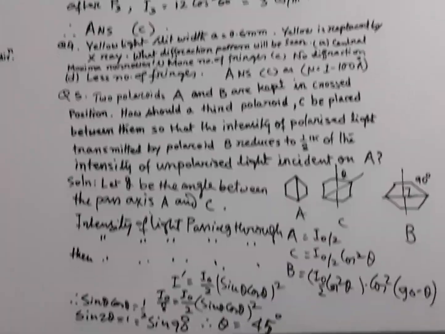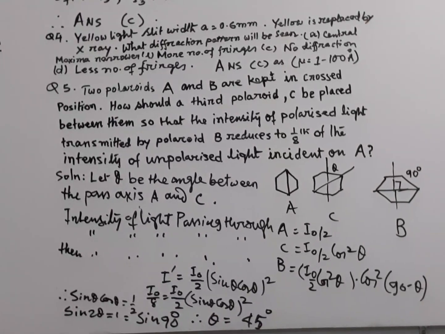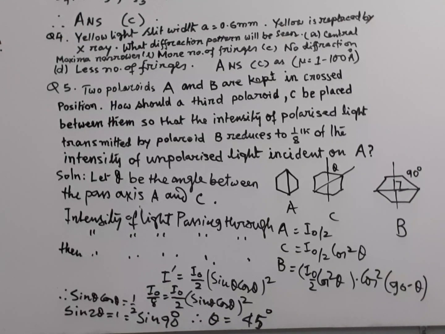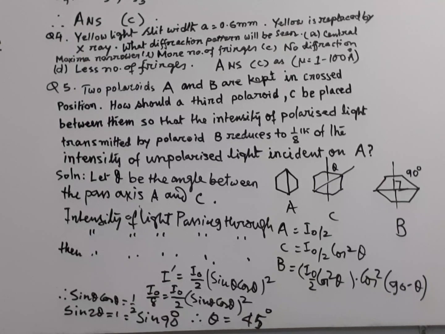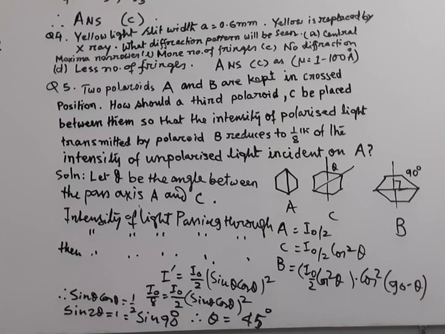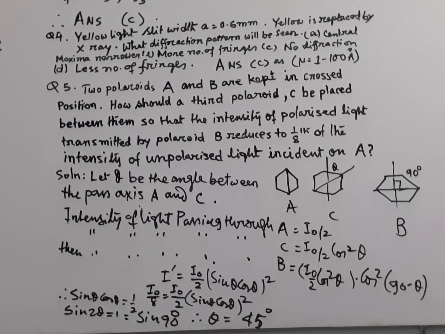Next, come to question number 4. Yellow light, slit width a equal to 0.6 millimeter, yellow is replaced by X-ray, what diffraction pattern will be seen? There are 4 choices. No diffraction will be seen, as in the earlier question also we have discussed, because the wavelength for X-ray varies between 1 angstrom to 100 angstrom only. The minimum requirement for fringes is that it should be above 400 angstrom, which is not here. So, no fringes will be the answer.